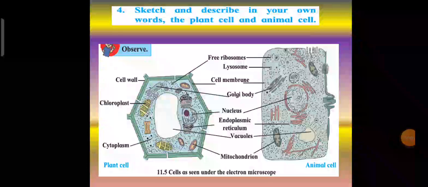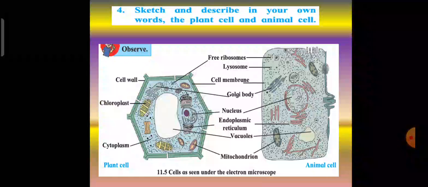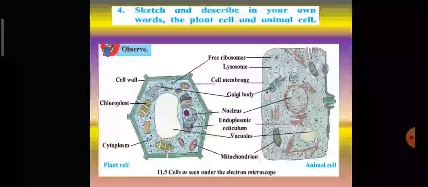Sketch and describe in your own words the plant cell and animal cell. Here you will only sketch and properly label the diagram. You won't be writing any description in your copy.